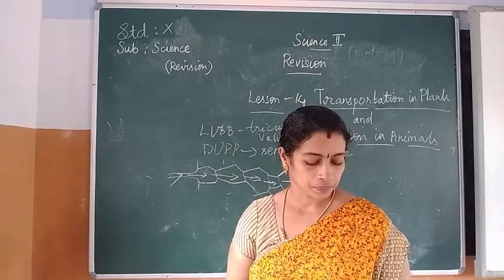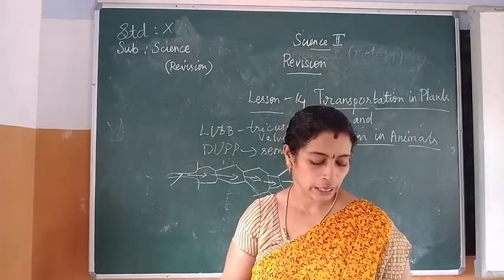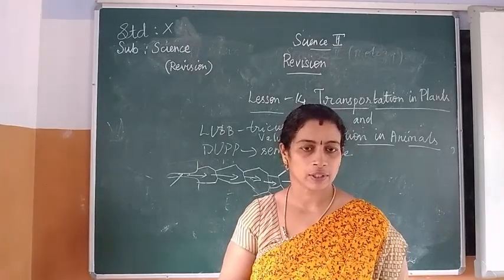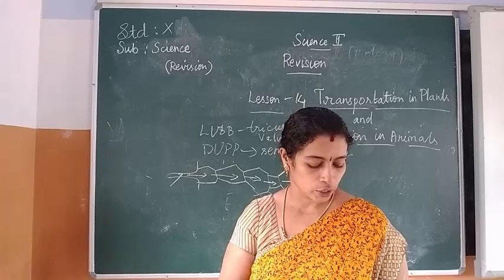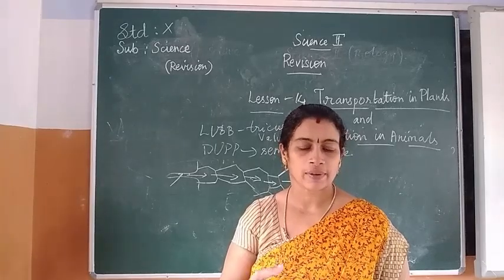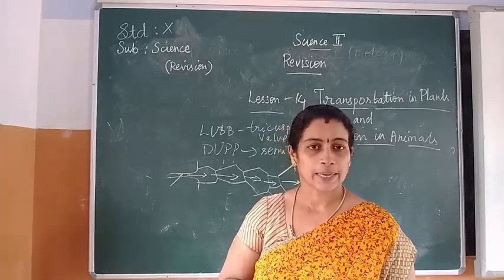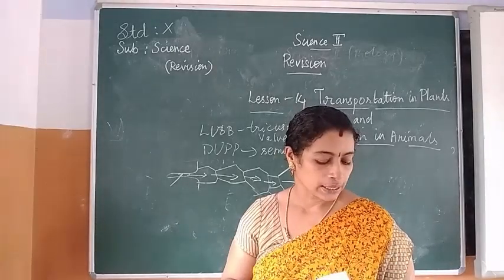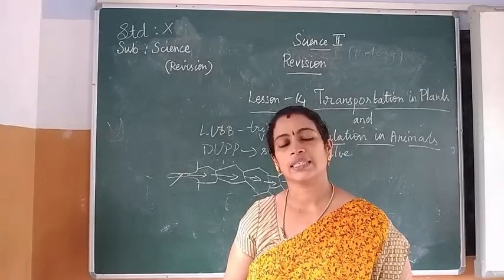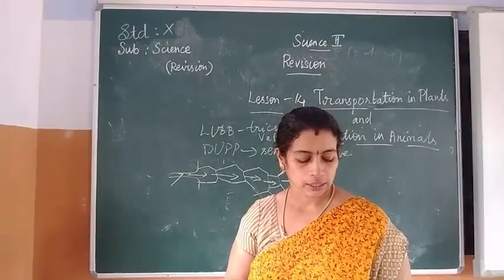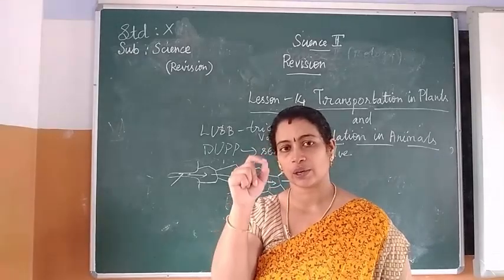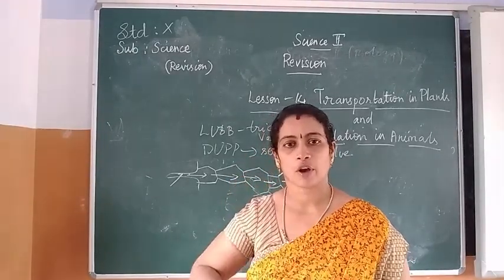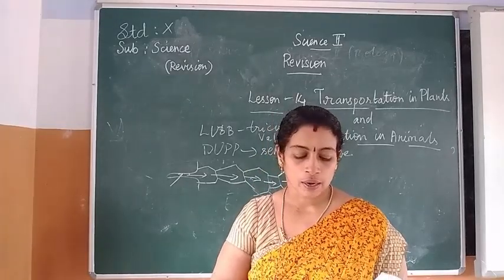The different types of valves you can also write, based on the marks: the right atrioventricular valve, the left atrioventricular valve, and the semilunar valve. So what is the importance of the valve? The valve regulates the flow of blood in a single direction. It allows the blood to flow only in a single direction, and it prevents the back flow of blood. That's the importance of the valve.